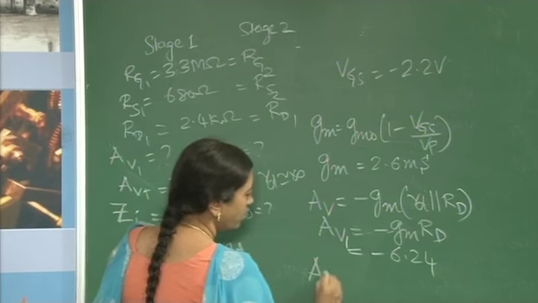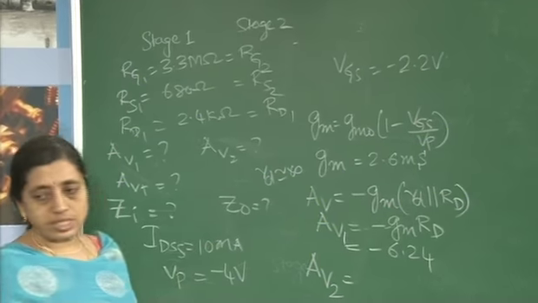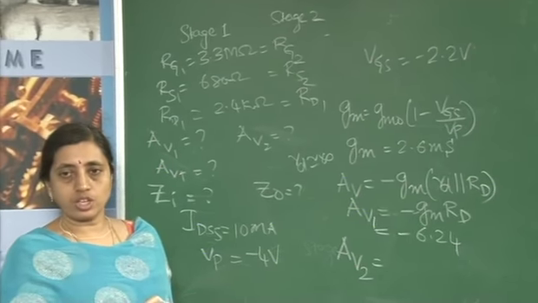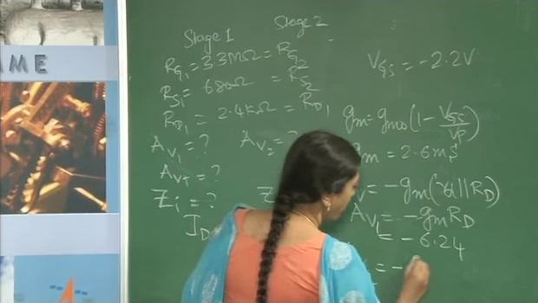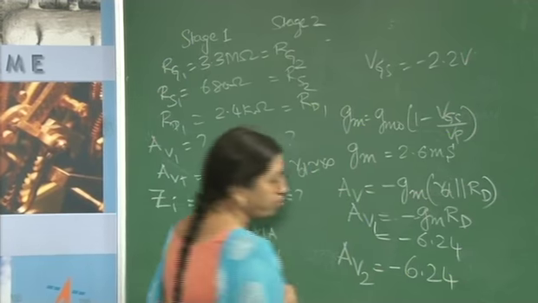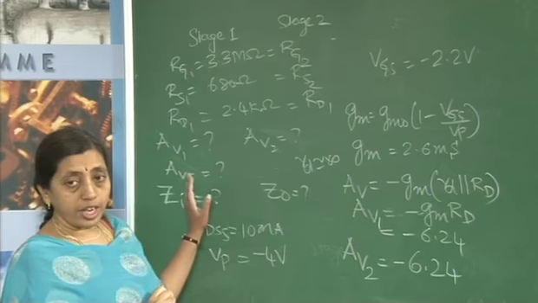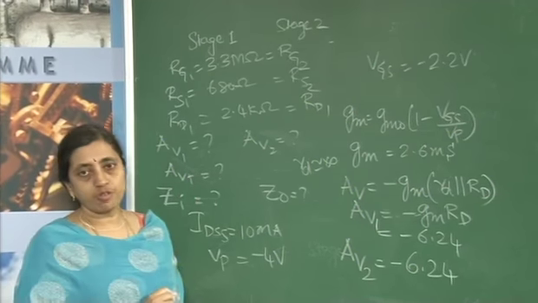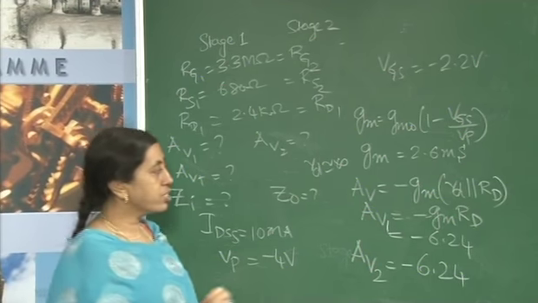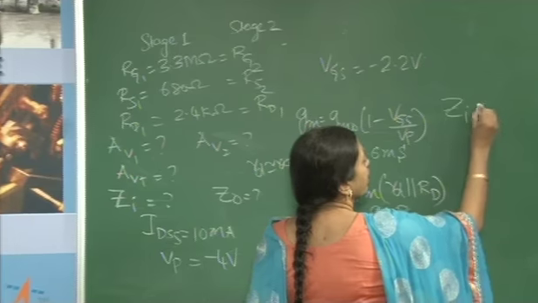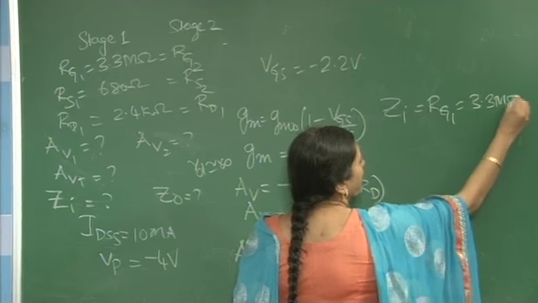So, on similar lines find out what will be the gain of the second stage. The second stage is similar to that of the first stage. So, AV2 will also have the same value, that is minus 6.24. Next is the input impedance. The input impedance of the cascaded configuration will be the input impedance of the first stage, which is nothing but the Rg value. So, Zi is equal to Rg1, which is 3.3 mega ohms.